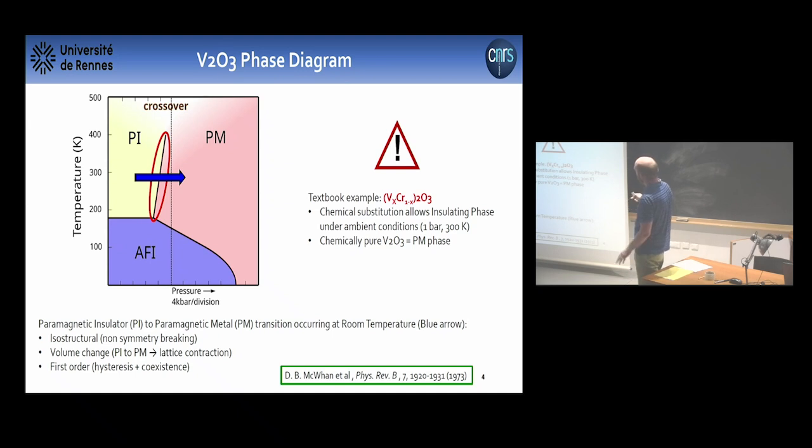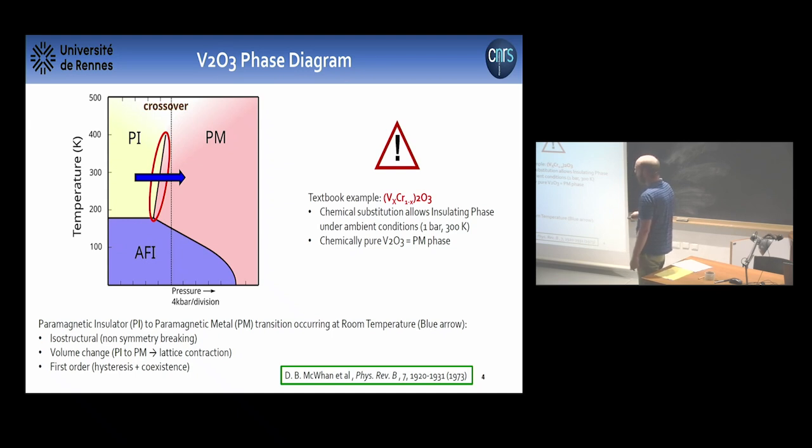If you have pure V2O3, chemically speaking, you're on this dashed line. At room temperature, you're in the paramagnetic metallic phase. If you cool down, you have a magnetically ordered phase, AFI, but we'll not discuss that one. What is known is that if you do chromium substitution, you push the system into the paramagnetic insulating phase. Once you're in this phase, you can apply pressure and go back. You do the true Mott transition, which is isostructural, with no symmetry breaking.